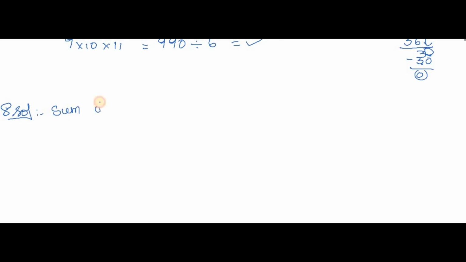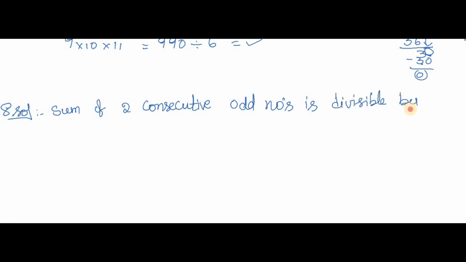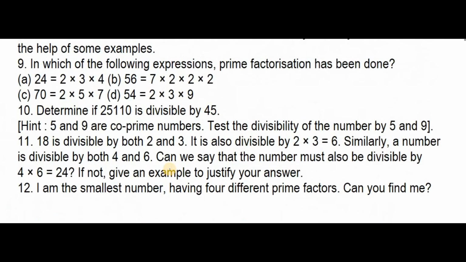Sum of two consecutive odd numbers is divisible by 4. So we'll take two odd numbers, that is 1 plus 3. Of course, it is divisible by 4. We'll take other odd numbers, 9 plus 11, 20. Yes, it is divisible by 4. Yes. And now we'll move on to the next.